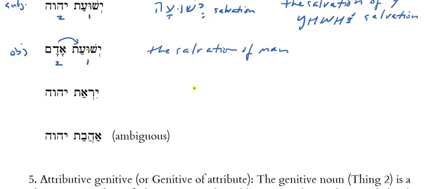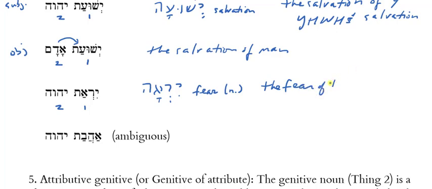Now let's take a look at Yirat Adonai, this third example. This first noun is the word Yirah, that's the absolute. Notice it's in the construct form here. This is the word fear. It's a noun. Okay? Fear. So I have Yirat Adonai. Thing one. Thing two. This could be translated as the fear of the Lord, or the fear of Yahweh.